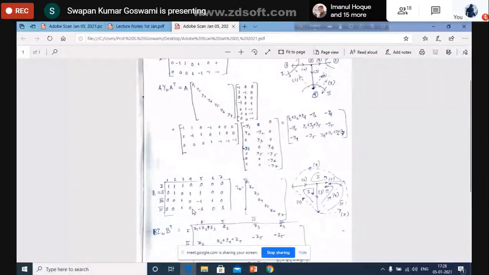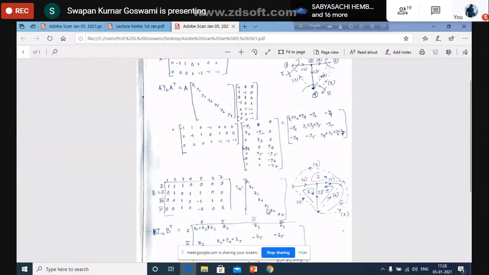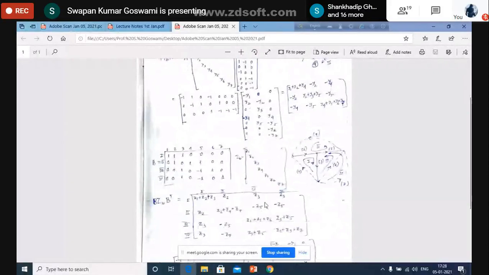Now let us see what B Z B transpose gives us. As before with the admittance matrix, Z B will again be a diagonal matrix, because there is no mutual impedance. If you now multiply B, Z B and B transpose, then this perhaps will be the matrix you will obtain. For these loops, you will be obtaining this impedance matrix.